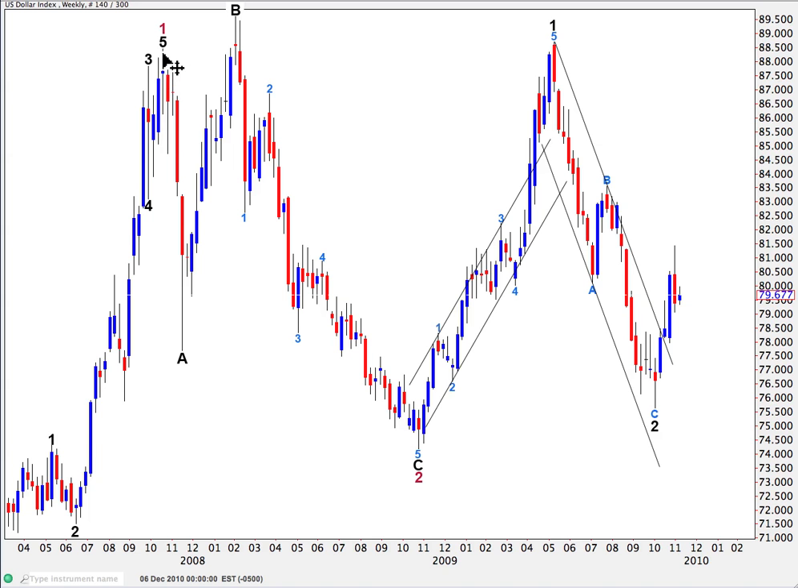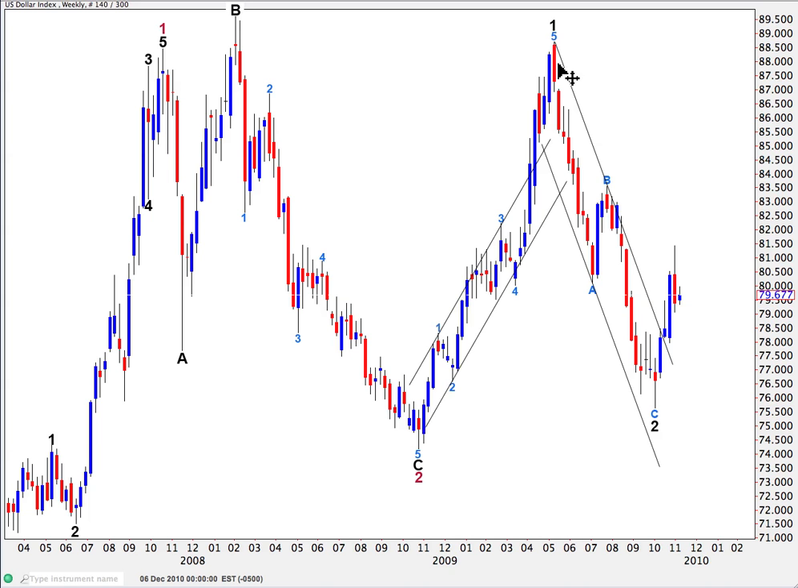We've had a first wave at primary degree, an expanded flat correction for a primary 2, and now within primary 3 a first wave and a very deep second wave correction. We should be expecting to see a third wave to the upside, which must take price above the high for primary 1, which is at 88.708. So that will confirm this wave count with movement above that point, and it'll invalidate a couple of alternate possibilities I have as well.